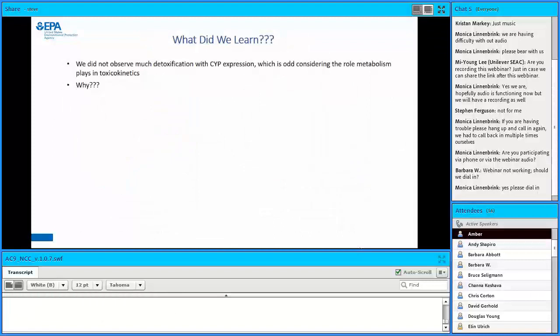So what did we learn? Sorry, I was looking at the time. We did not see a whole lot of detoxification with CYP expression, which is odd considering the role that metabolism plays in toxicokinetics. I told you in the very first slide that largely the whole reason we have metabolism is essentially to take things that are nonpolar and potentially toxic and to polarize them and make them less toxic so that we can excrete them and get rid of them. And so I was surprised.